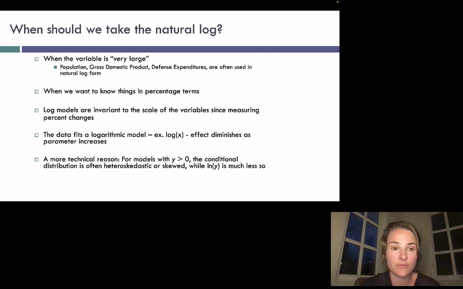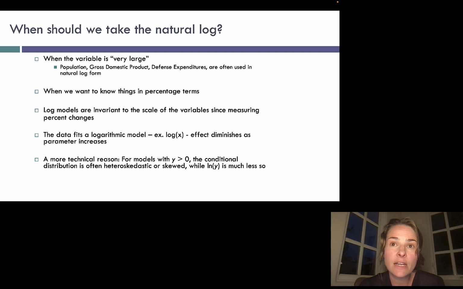When do you want to take a natural log? Here are some ideas. One, you might want to take it when the variable is very large. We often use logarithmic models to shrink down really big data. So things like population, gross domestic product, defense expenditures are often used in natural log form. We might want to do it when we want to know things in percentage terms. So logarithmic models give us a percentage increase in one variable into a percentage increase in another, or a unit increase in one variable into a percentage increase in another. So things are in percentage terms. If you log it, it's in percentage terms.